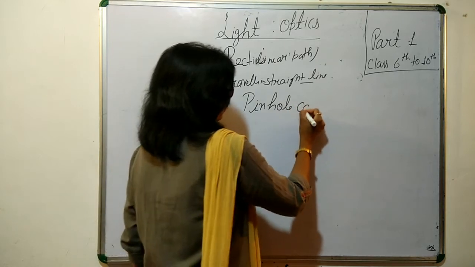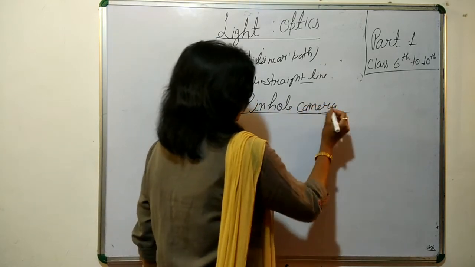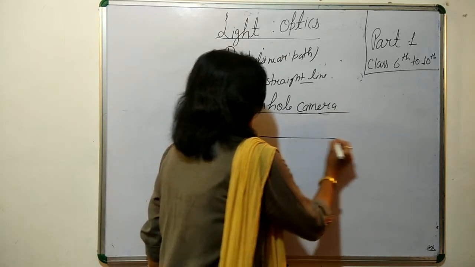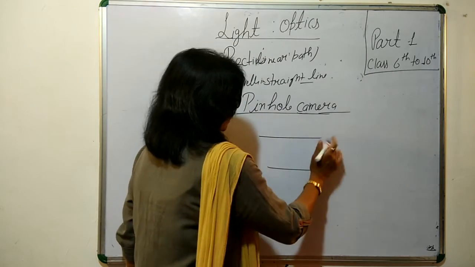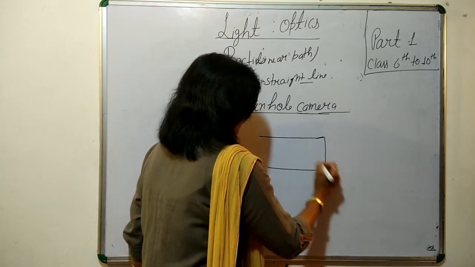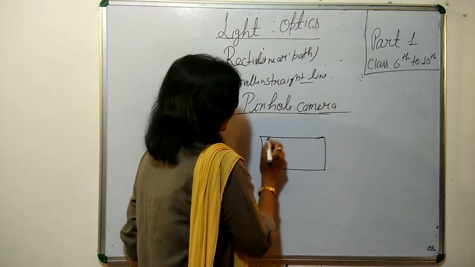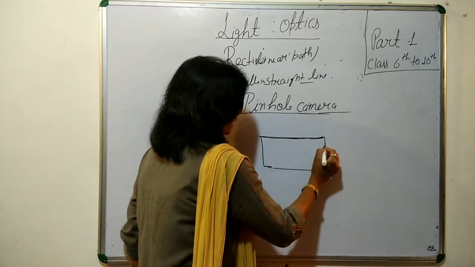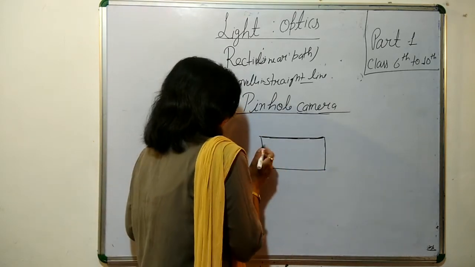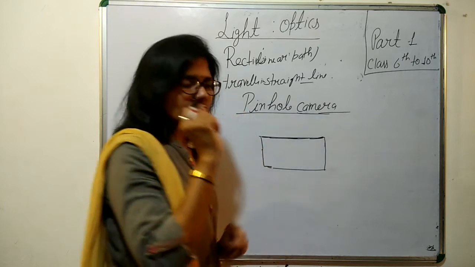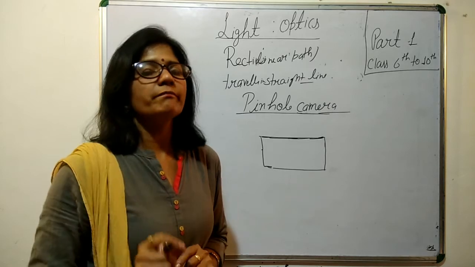Pinhole camera. It is a very simple device which we can make at our home. You need a very small rectangular box. Then it should be totally dark. You can put a dark paper here so that the inside room is totally dark. Then here you need to make a very small hole with the help of a pin.